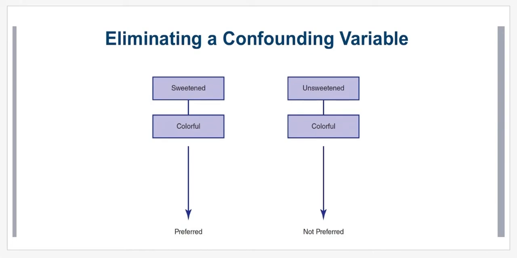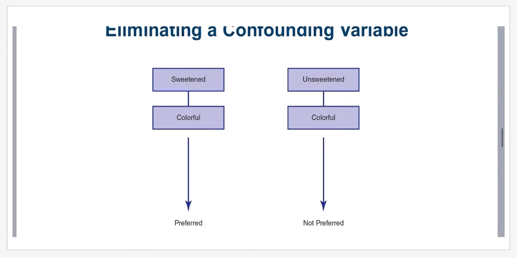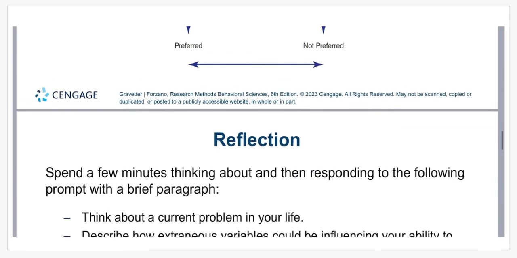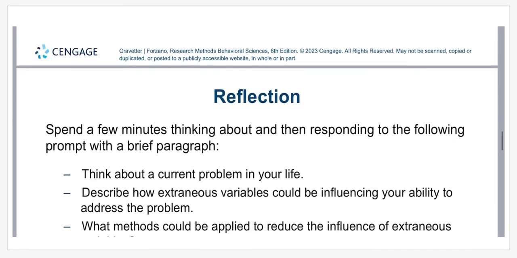The way to eliminate the confounding variable is to make them the same, right? So they put them both as colorful cereals. And then if they still prefer the sweetened cereal, then you know that it was about the sweetened cereal and not about the color of the cereal.